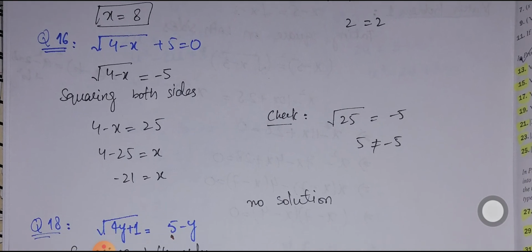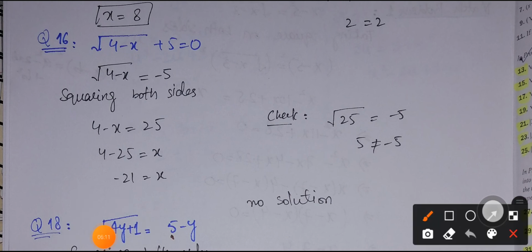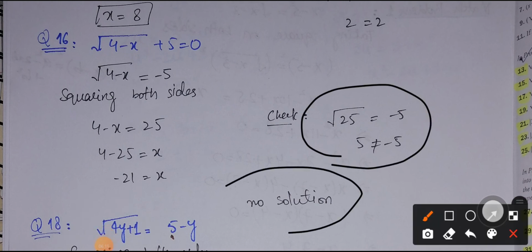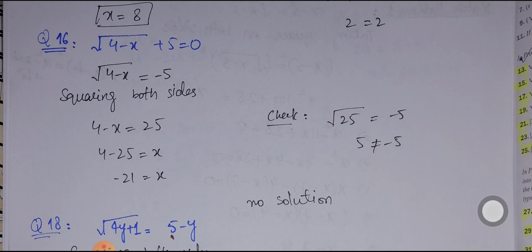Now squaring on both sides we will get 4 minus x is equal to 25, x is equal to minus 21. But when I put x is equal to minus 21 in my original equation, it is not going to satisfy. Here you can see that 5 is not equal to minus 5. It means no solution is possible for this equation to be satisfied.